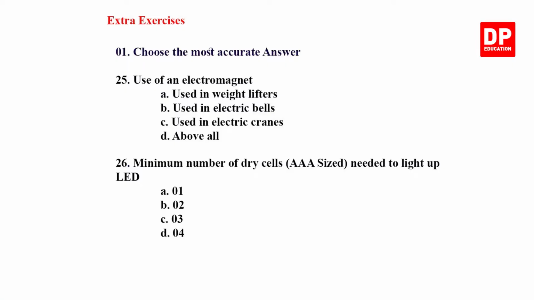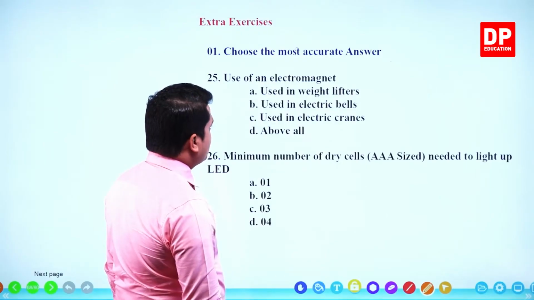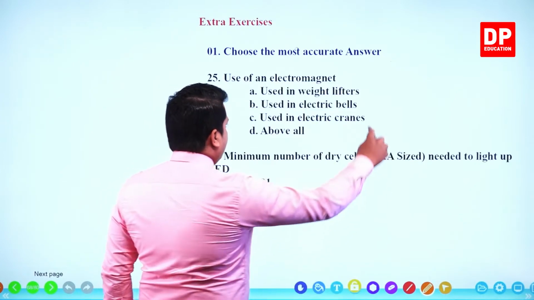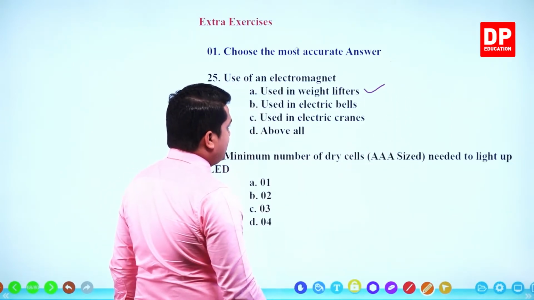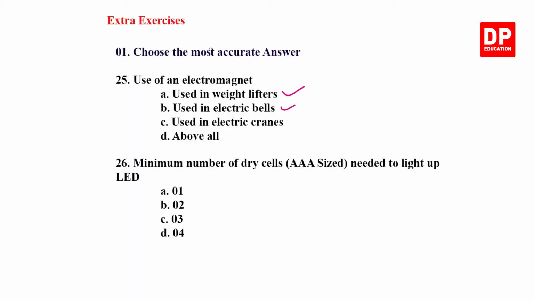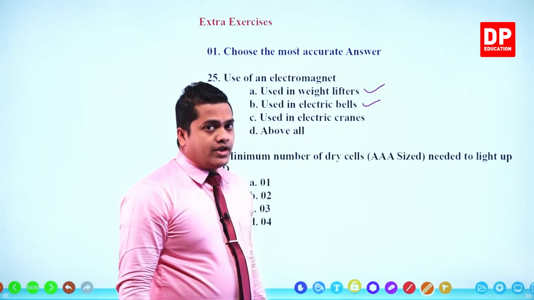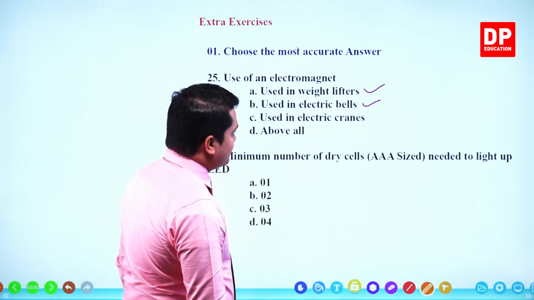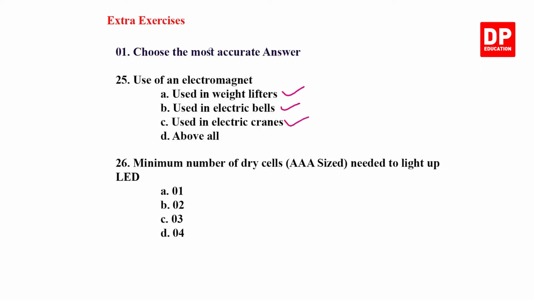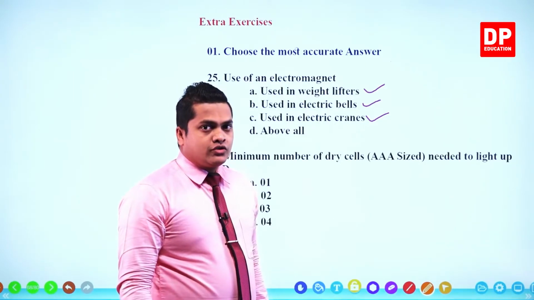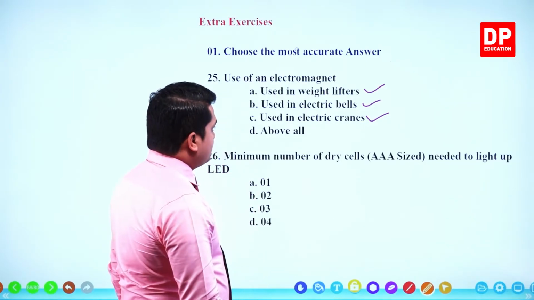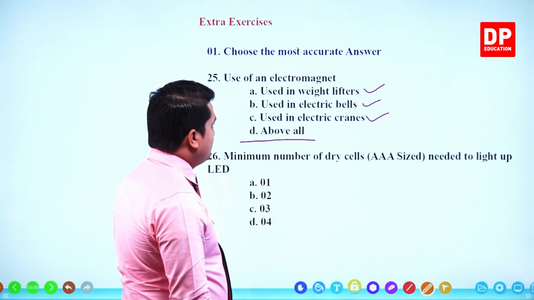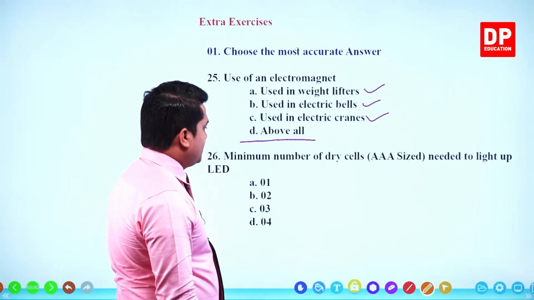Use of an electromagnet. Used in weightlifters. Absolutely correct. Used in electric bells. Of course it is correct. We even discussed how to make a toy electric bell. Used in electric trains. That is also correct. Weightlifter means a type of crane, right? So that is also correct. So my dear children, all of these answers are correct examples for electromagnets.